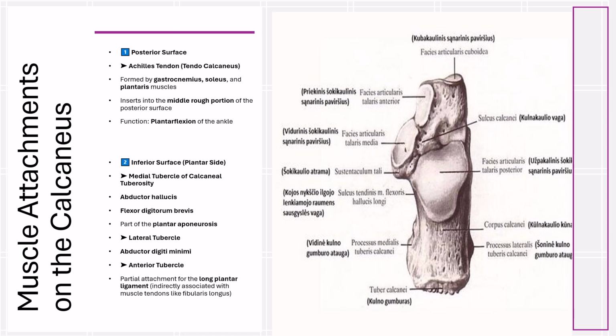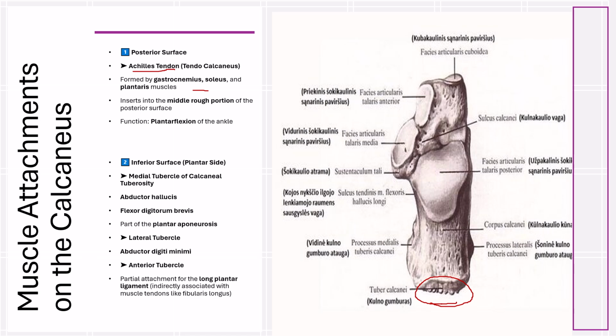Now we will see the muscle attachments on the calcaneus. So we start from the posterior surface. We have seen that the posterior surface is majorly responsible for the attachment of the Achilles tendon. The Achilles tendon is formed from the gastrocnemius, soleus and the plantaris muscles, and they insert into the middle rough portion of the posterior surface. So this is the structure of the posterior surface where the Achilles tendon will attach, and it helps in the plantar flexion of the ankle.